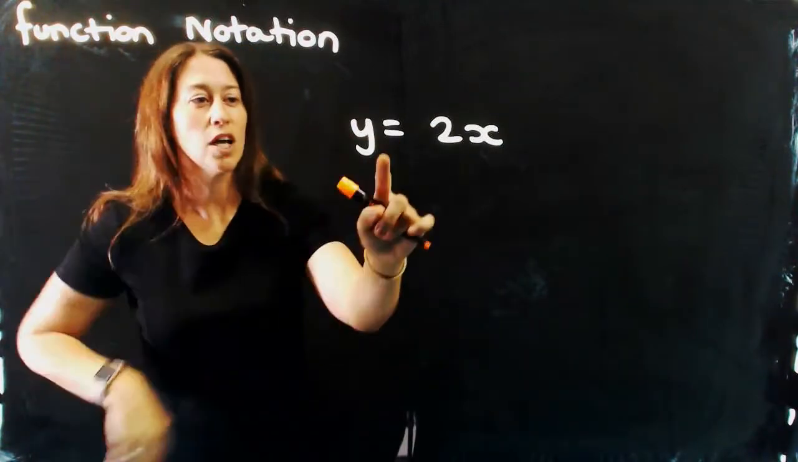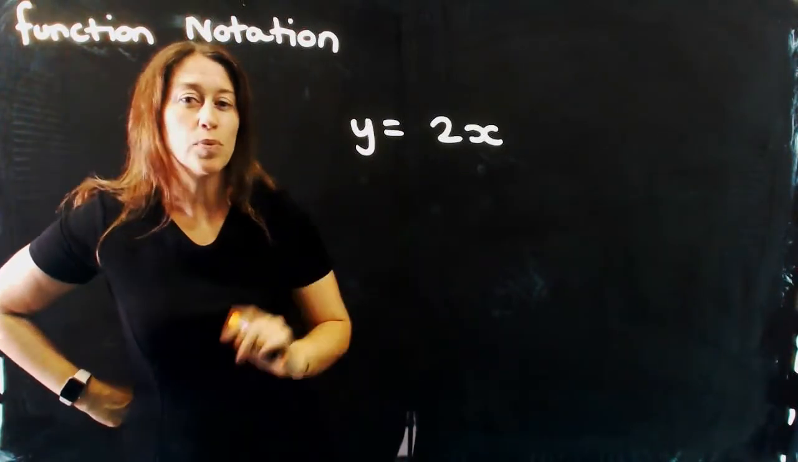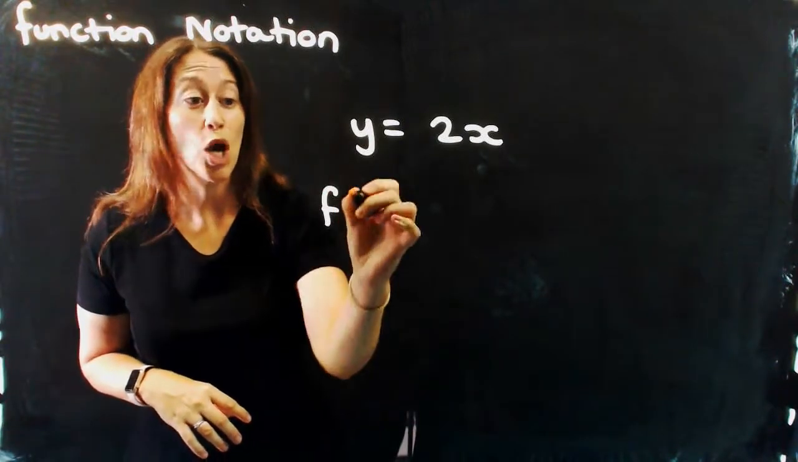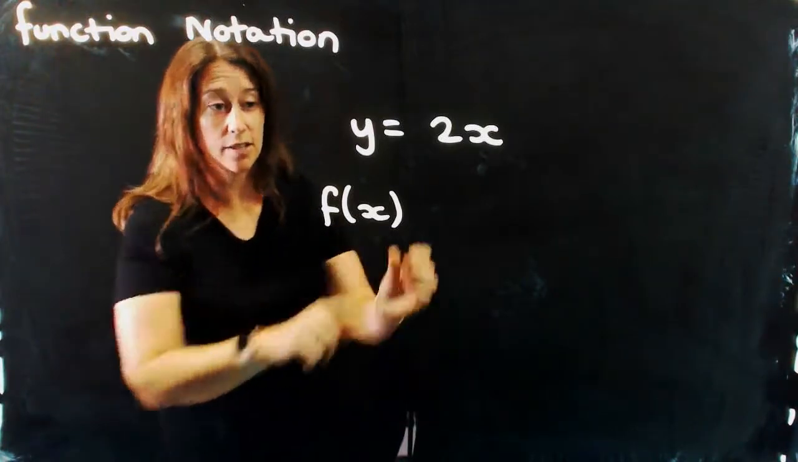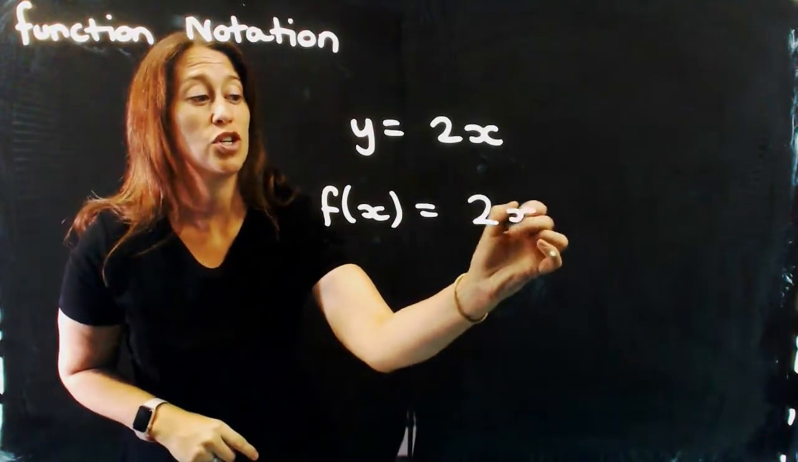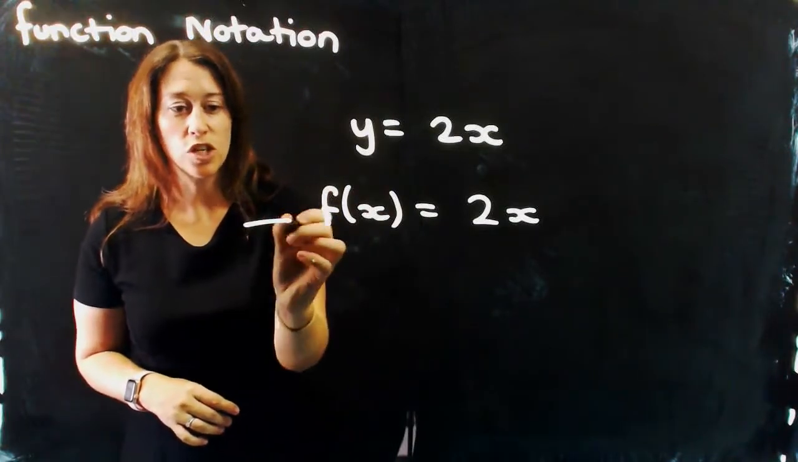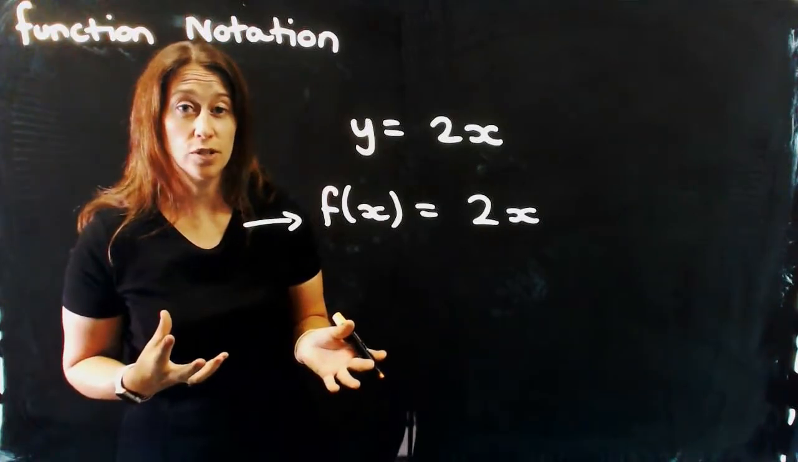Now let's have a look at this. We can see that y is a function in terms of x, so we can abbreviate this using function notation. We use f, open bracket x, to say we are going to put a function in terms of x, and that function is 2x. These two things mean the same thing. This is what we call function notation, and I'm going to show you in this video how we use function notation.